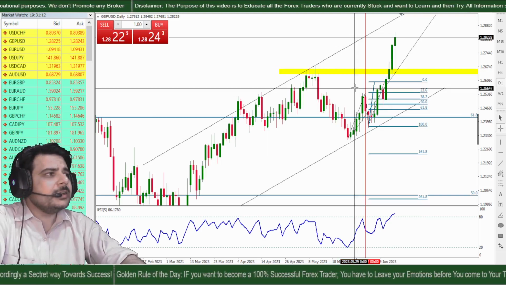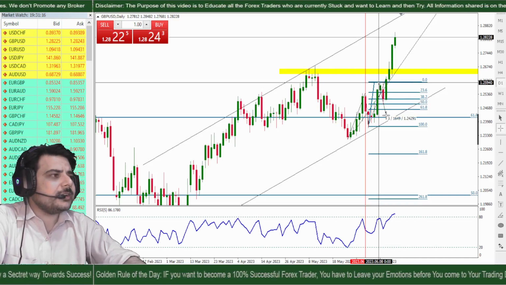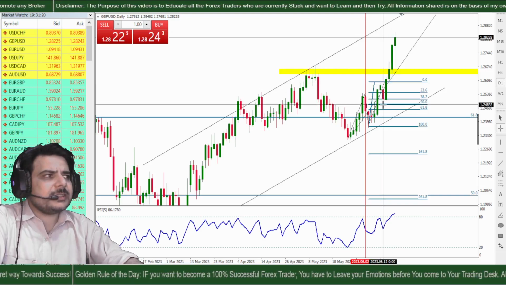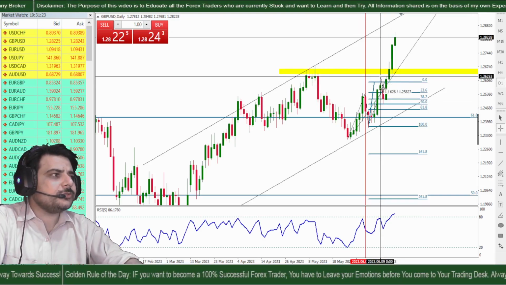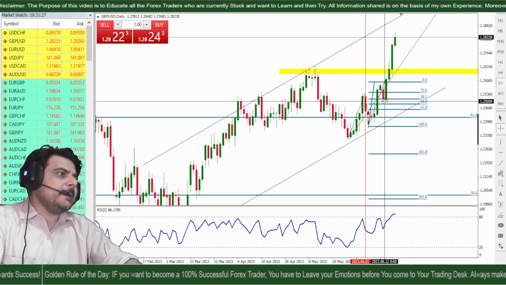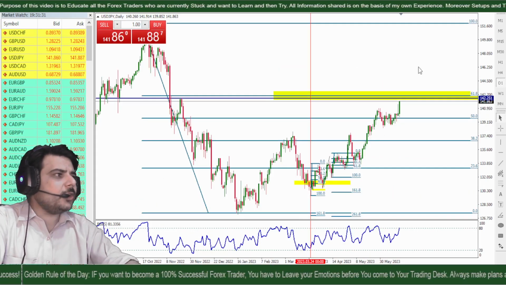So some of the clients and the traders in the group discussed and traded this for a day trade. Otherwise, if I were going to trade this one, I must have been stopped out with break even. So overall, nice market. And now let's see the dollar yen.